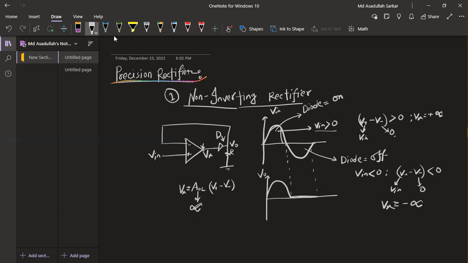So this is called the non-inverting rectifier with op amp. That's pretty easy. Okay, thank you.